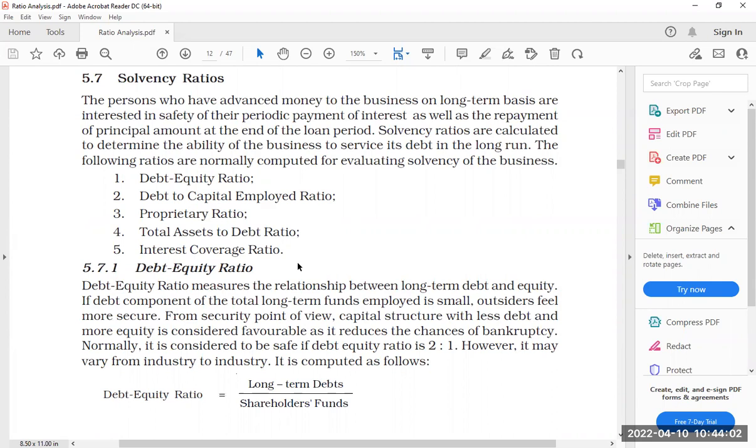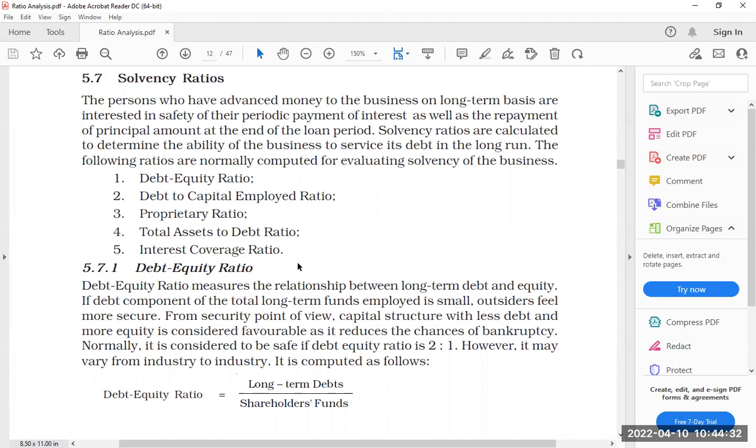What are those? The group of solvency ratios. Long-term solvency of a business can be evaluated by debt equity ratio, debt to capital employed ratio, proprietary ratio, total asset to debt ratio, and last one, interest coverage ratio. One by one we can discuss.